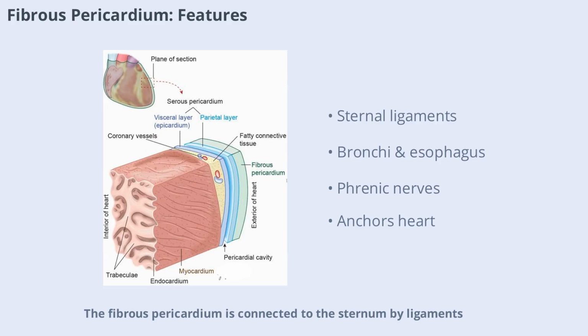The fibrous pericardium is connected to the sternum by ligaments at the front and is related to the principal bronchi, esophagus, and descending aorta at the back. On each side, it's adjacent to the mediastinal pleura, phrenic nerves, and pericardiophrenic vessels. These relationships help keep the heart in place and protect it from shifting or injury.